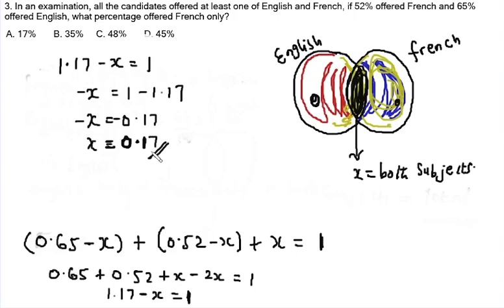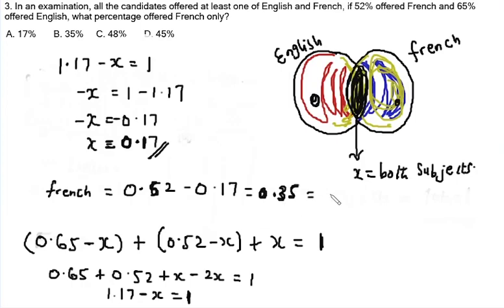To get the number of people that offered French only, like we said before, you have to subtract the people that offered French as a whole minus the people that offered both subjects. So that would be 0.52 minus 0.17, which is 0.35. In percentage, this becomes 35%. So our answer is B.